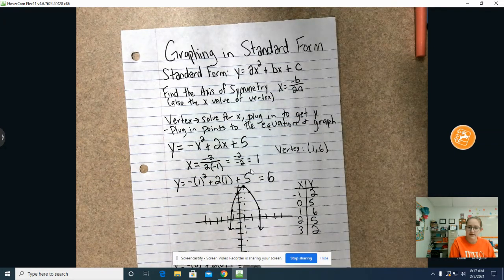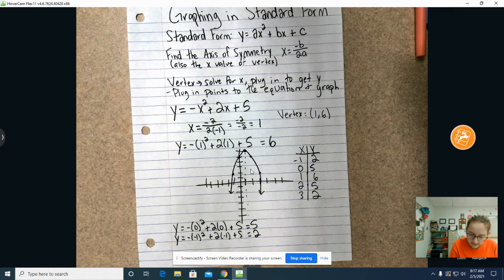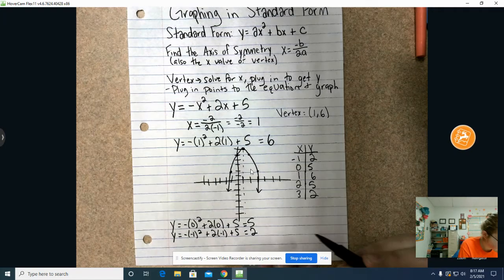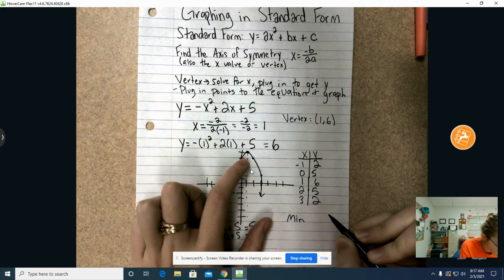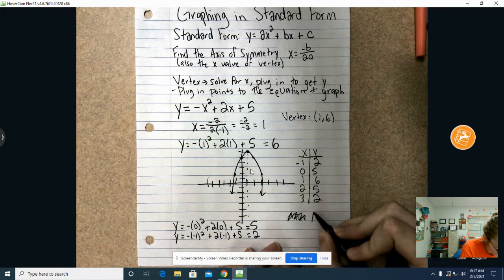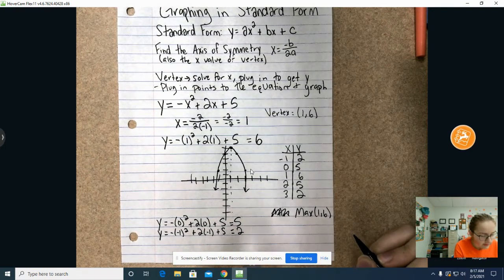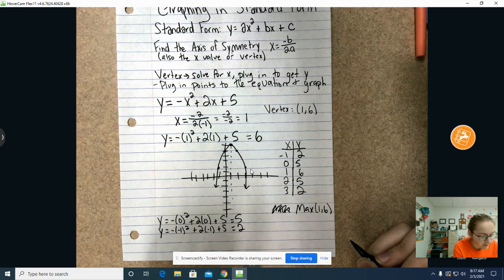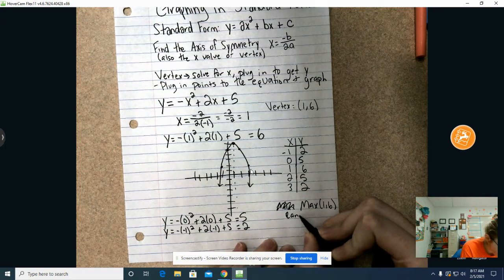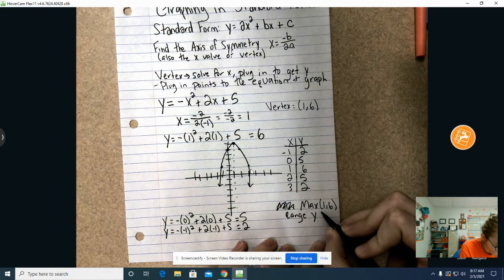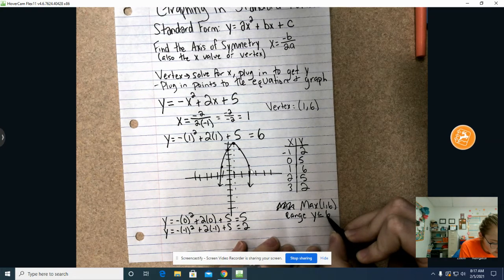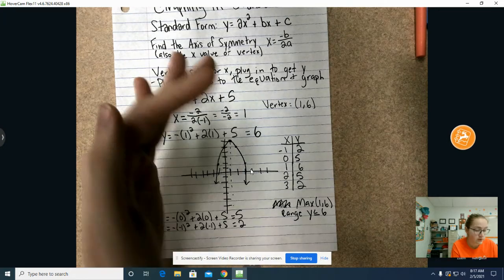So it would look something like that. And then our maximum is going to be our vertex point, so it's going to be 1, 6. And our range is going to be y is less than or equal to 6, and there is no minimum because it's going down forever.